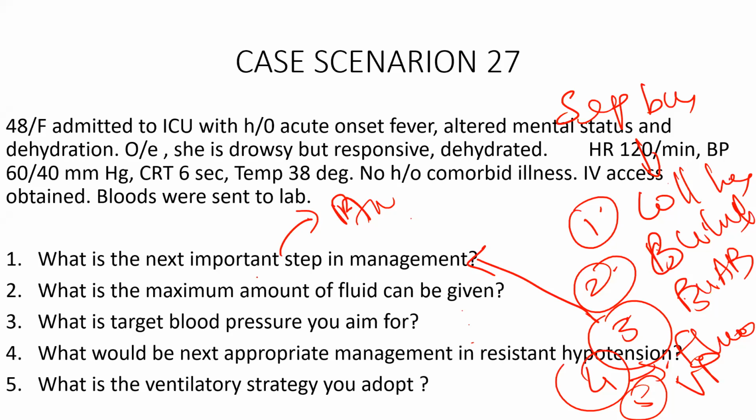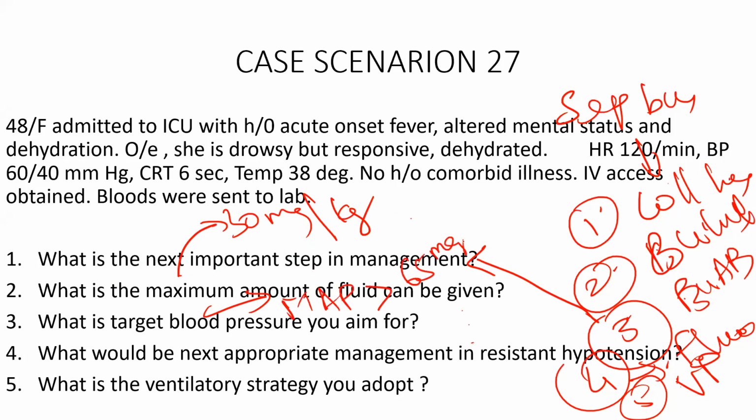What is the maximum amount of fluid you can give? 30 ml. Excellent. 30 ml per kg is the fluid you can give maximally. Right. What is the target pressure you aim for? MAP about 65. Don't say systolic and all. That is not in the guideline. Tell what is there in the guideline. Mean arterial pressure more than 65 millimeters of mercury.